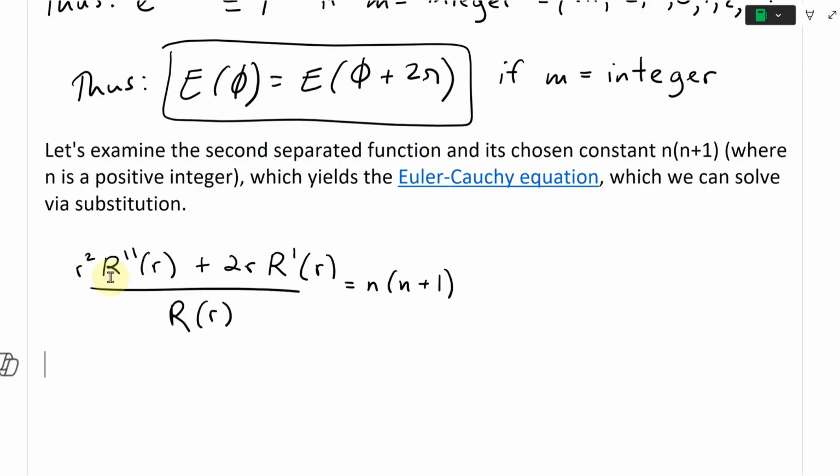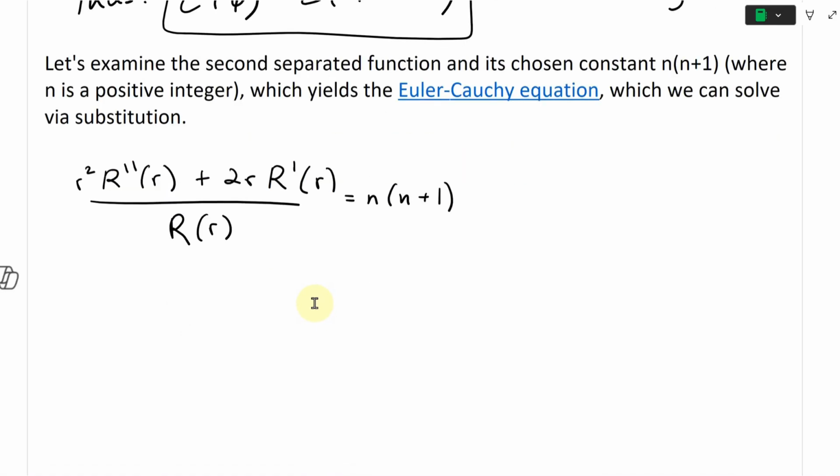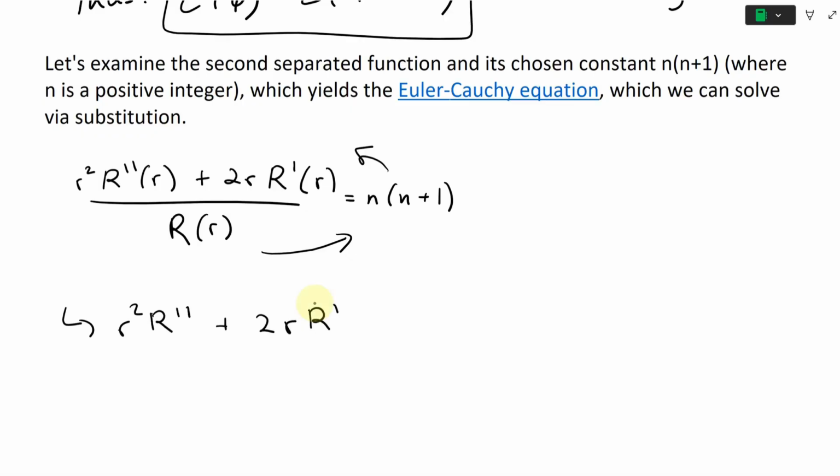All right, so we have r squared times r double prime of r plus 2r times r prime, and then divided by r equals n times n plus 1. So what happens now is we can multiply this on this side and then move it over to this side, so we have an equation equaling 0. What we end up getting is r squared r double prime plus 2r r prime, and then we subtract, this is going to be negative n times n plus 1 times r equals 0, like that.